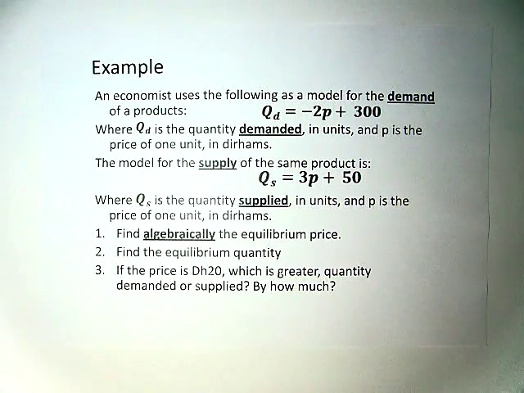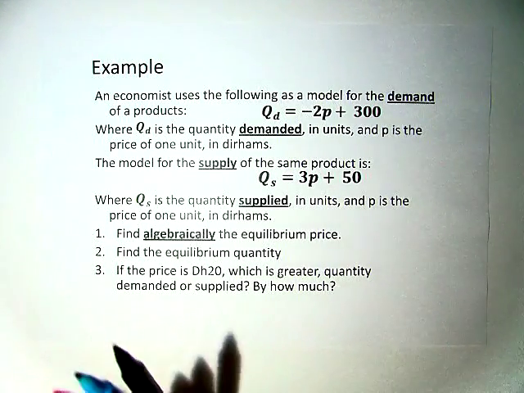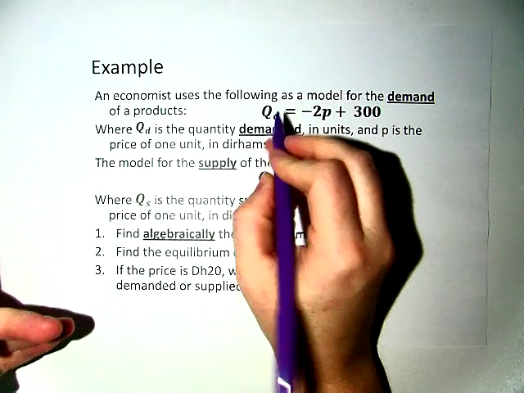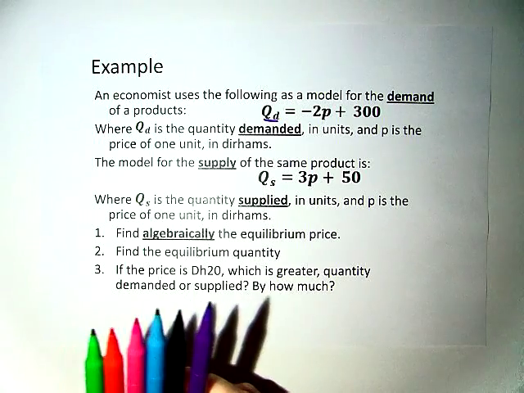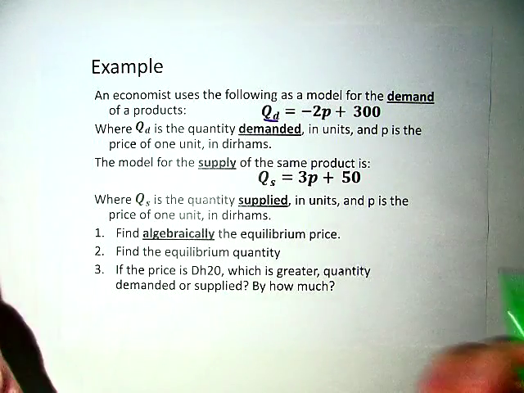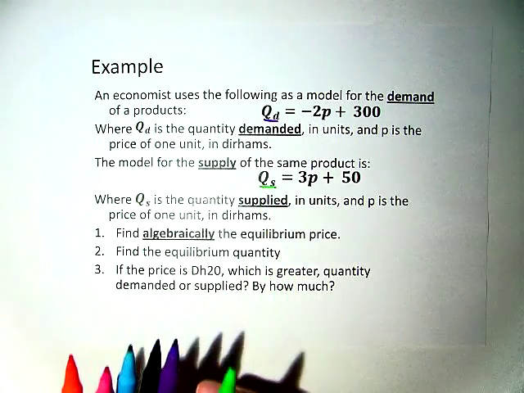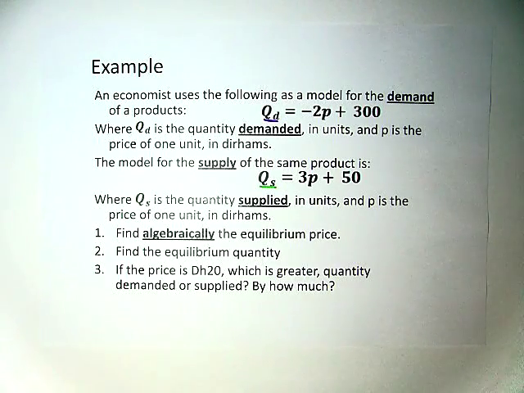Let's try another formula using demand and supply. Now here, an economist uses the following model for demand: QD equals negative 2p plus 300. So that's our demand. Our supply is 3p plus 50. We want to algebraically find the equilibrium price.